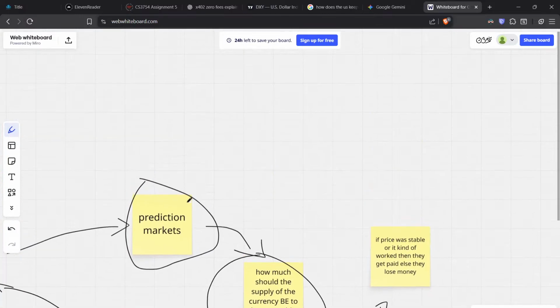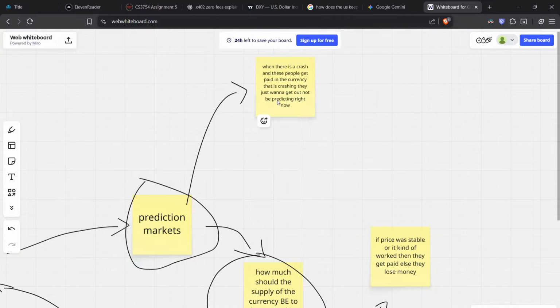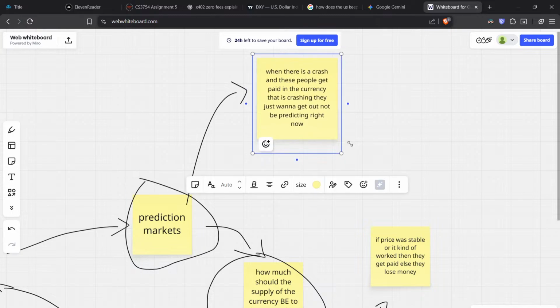The problem is, when there is a crash, and these people get paid in the currency that is crashing, they just want to get out, not be predicting. This is a great point, because let's just say your thing is valued at 1, and then it goes to 0.5. Now the price is falling. Some prediction market people may think, okay, maybe we'll go back up, so they start predicting. But most people are not going to be predicting at that time.